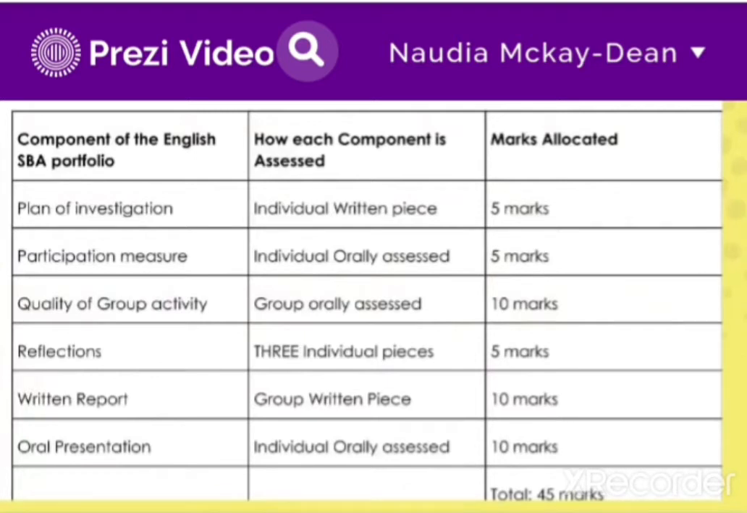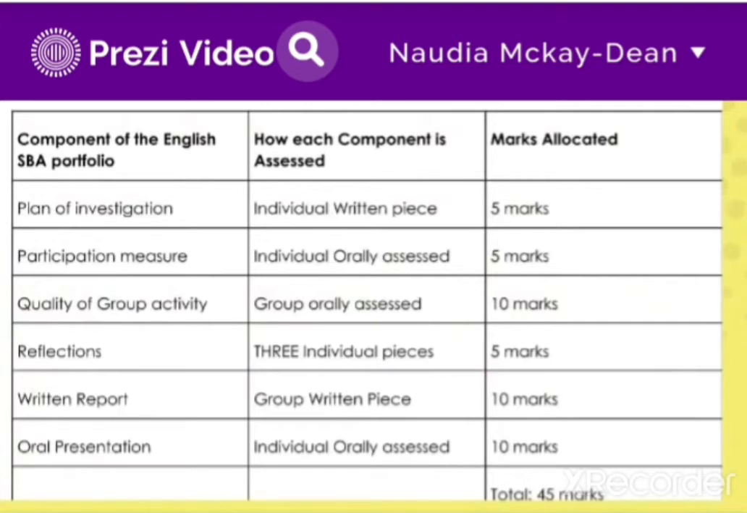For that, you are not expected to read. You have to know what you're saying from memory. All right. And we'll go into all of these in detail. So the final score for your SBA would be 45 marks. And I always tell students, I'm very greedy when it comes to marks.